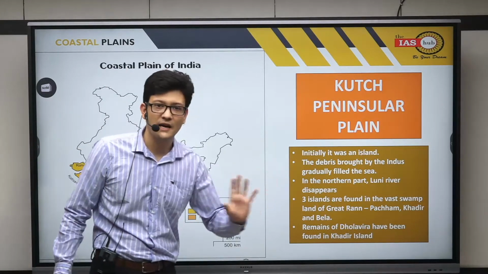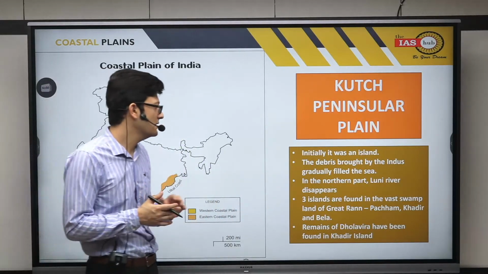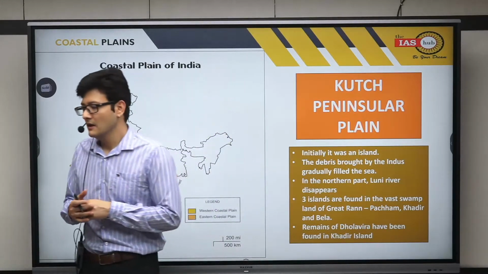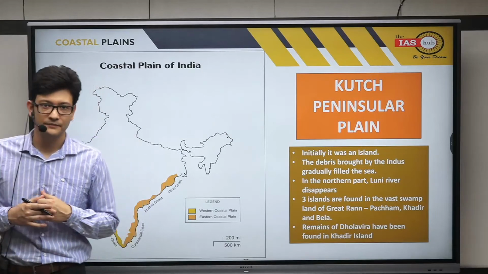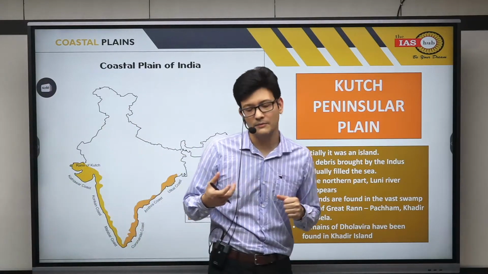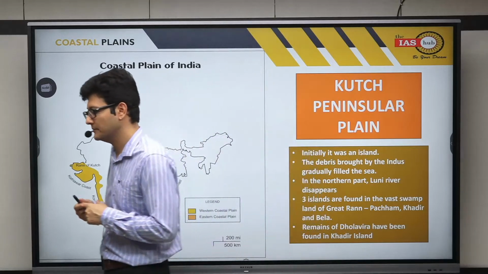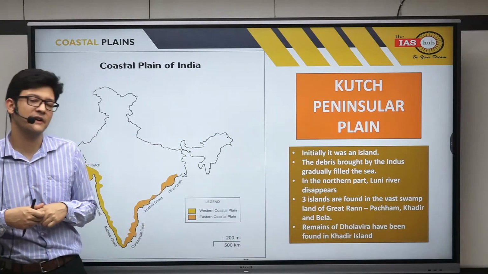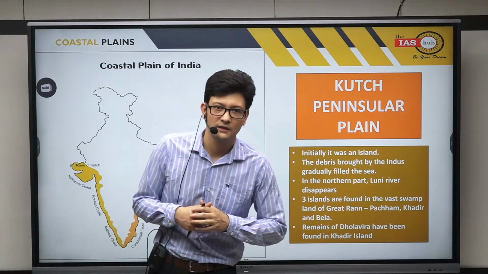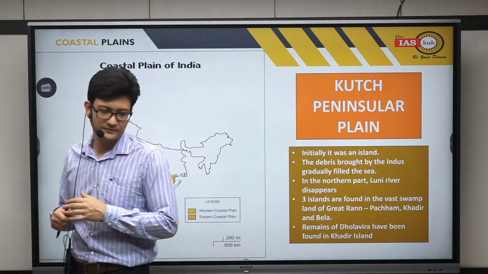There are three major islands which you can find in this region. These are Pachham, Khadir, and Bela Islands. Recently, Dholavira, you have seen that in the news. Dholavira was a major Harappan port in the Harappan times, and it is found in one of the islands known as Khadir Island, which is present in the Rann of Kutch region.